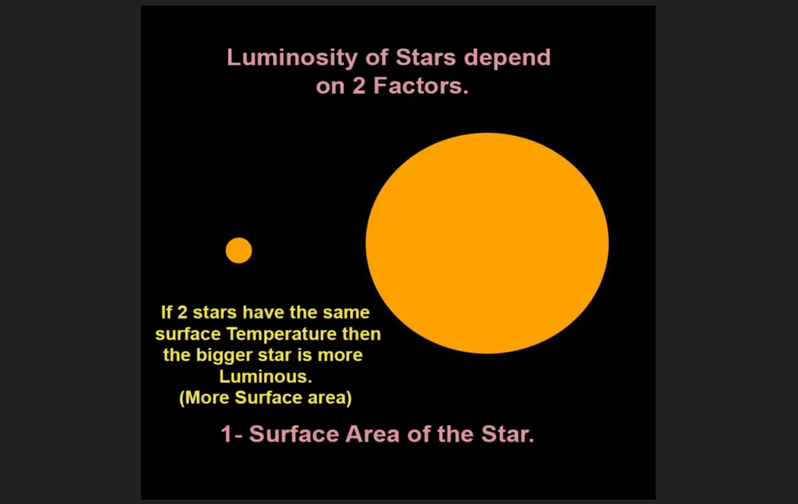Two things determine the luminosity of a star. One is the surface area of the star. The bigger the star, the more surface area it's going to have. So if two stars are the same temperature, the one that is bigger will have more luminosity.